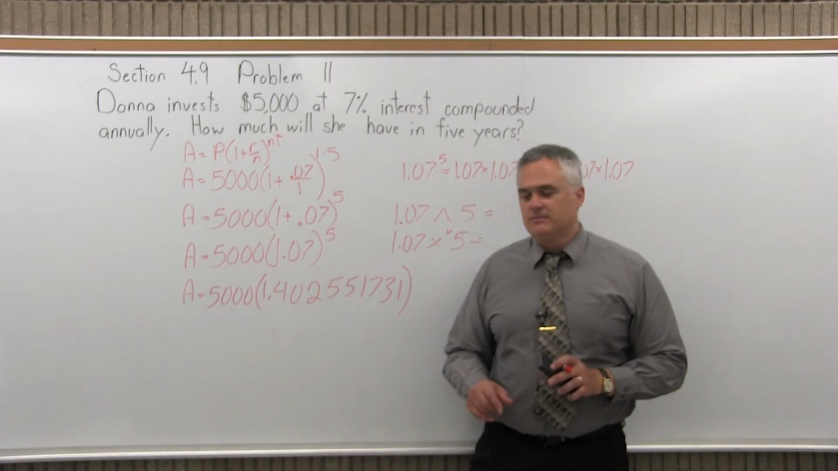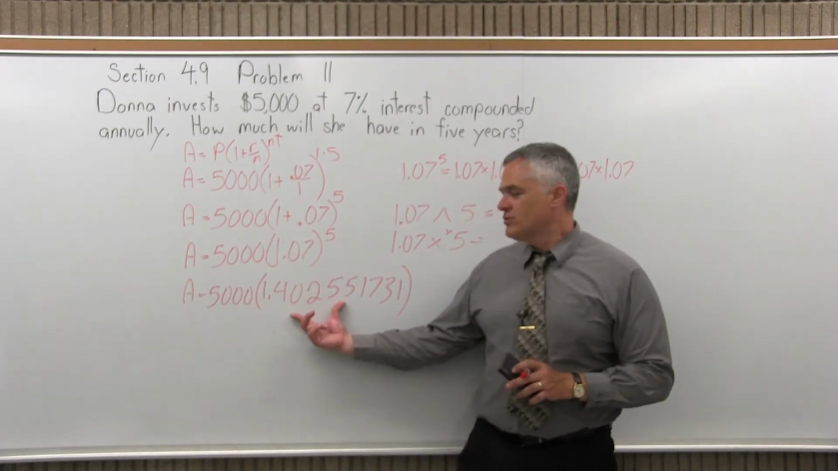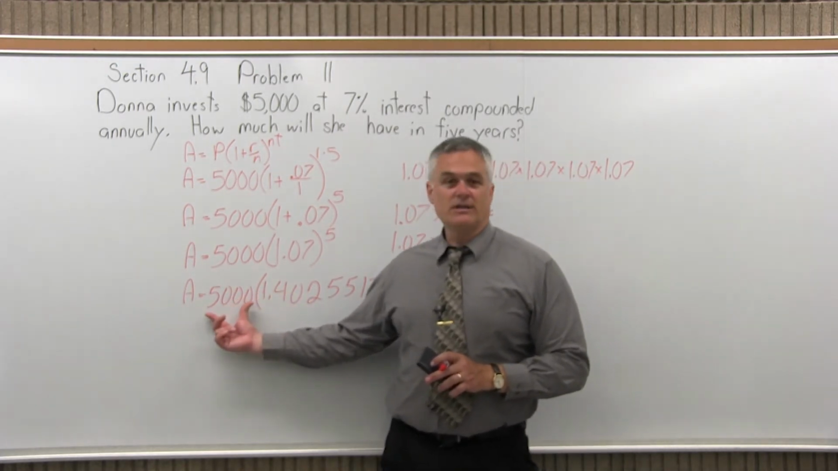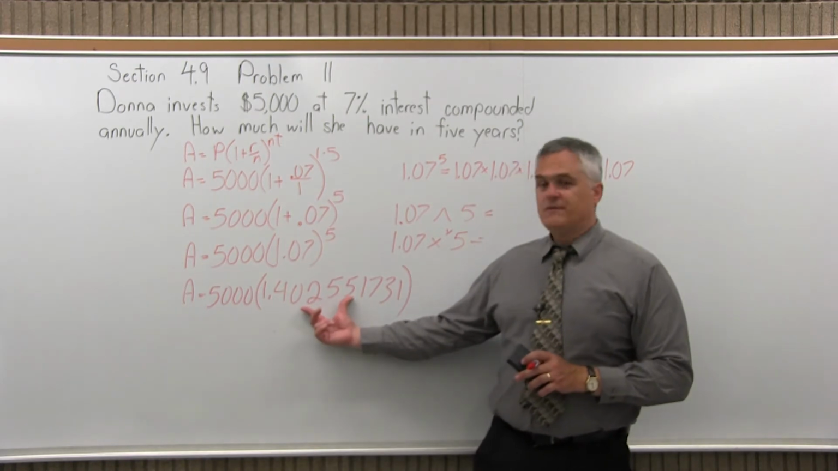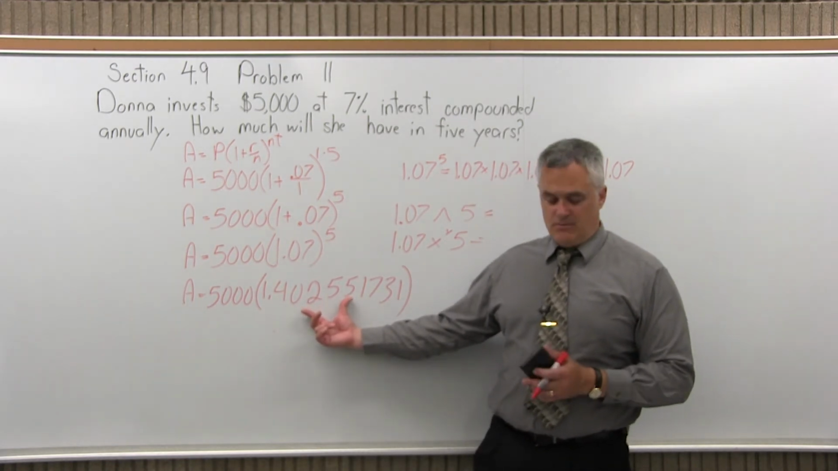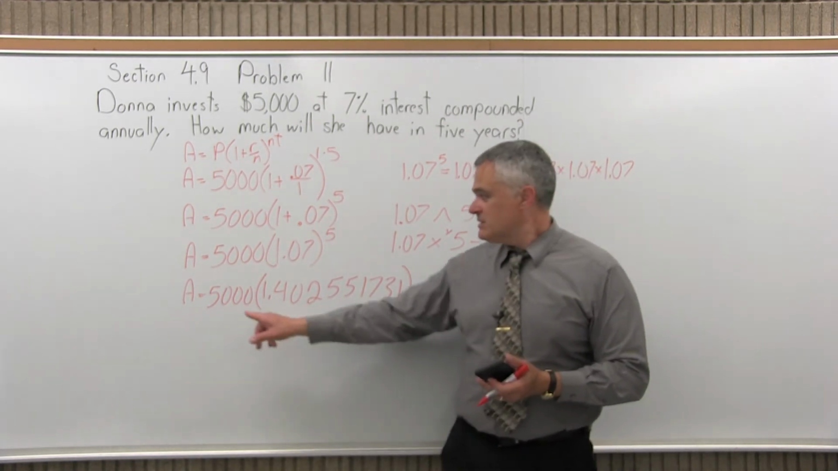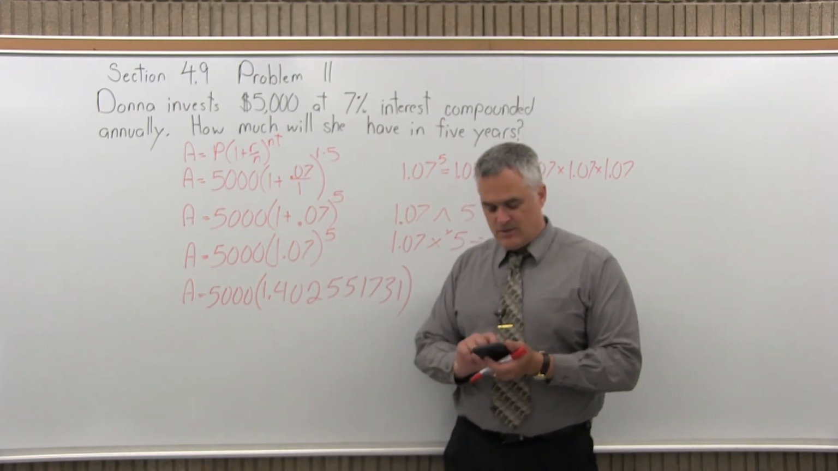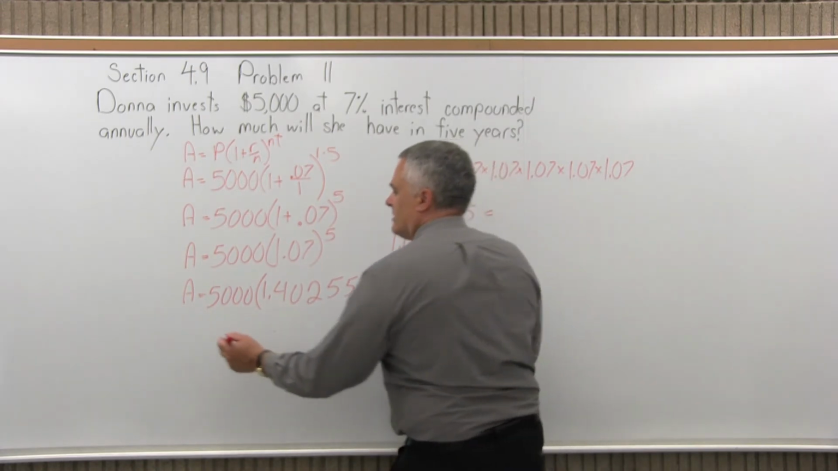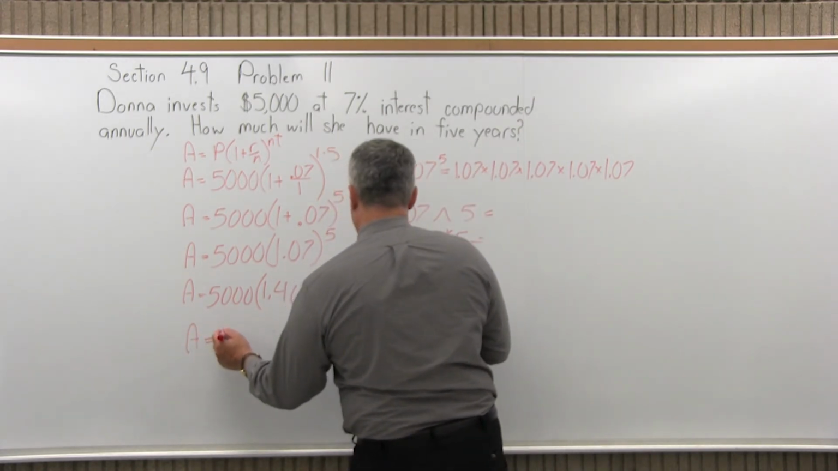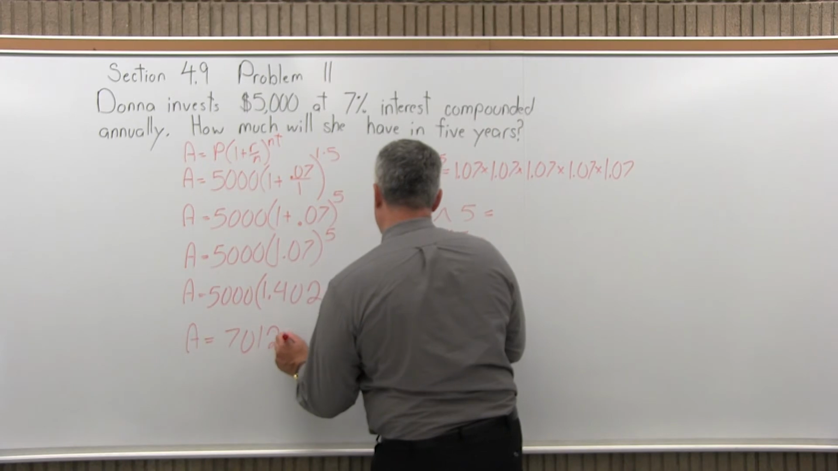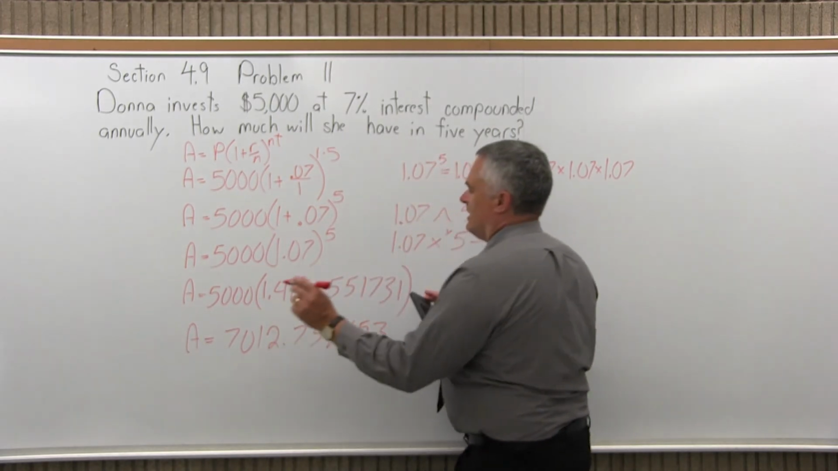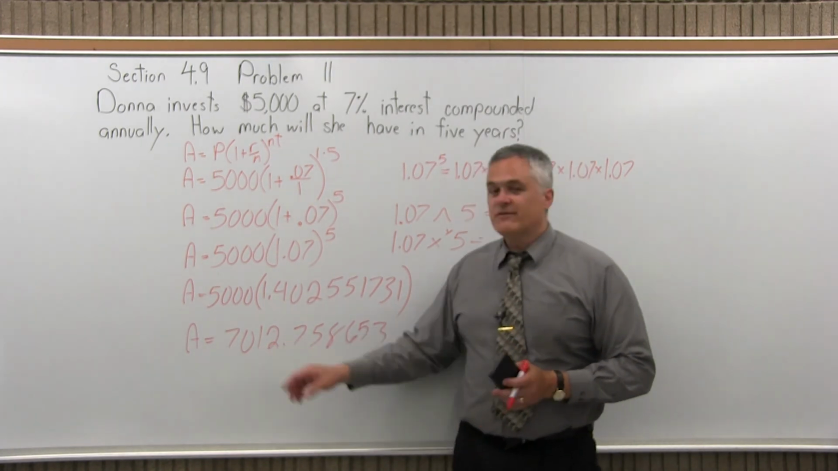I'll do one more step. This 1.4025 something is on the screen of my calculator now. That number needs to get multiplied times 5,000. So I just leave the number with all those decimals on the screen. Press times the number in front of the parentheses, 5,000, so 5000 equals, and the calculator tells me that A is 7012.758653. Now, that answer represents a little more than $7,000.